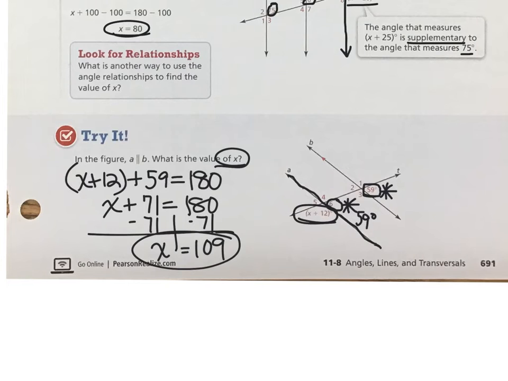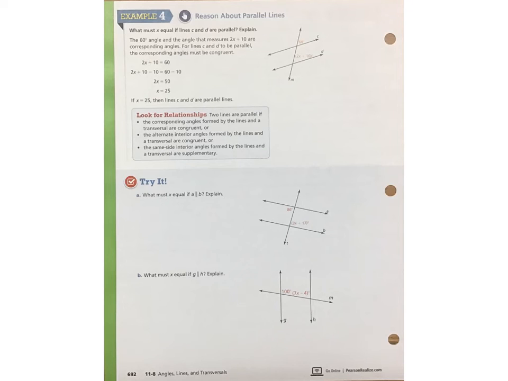And x should be 109 degrees. And last we have example 4. Reason about parallel lines. What must x equal if lines C and D are parallel?